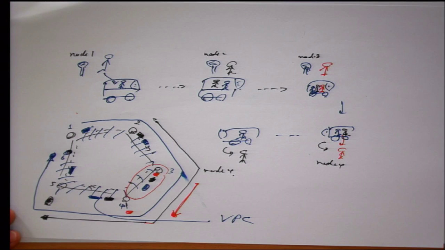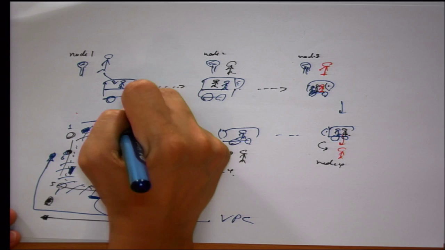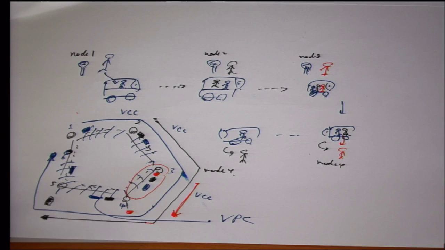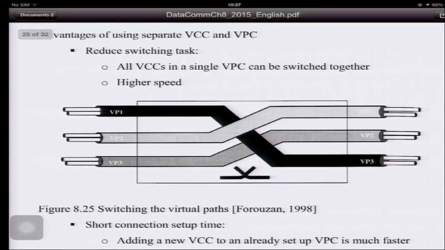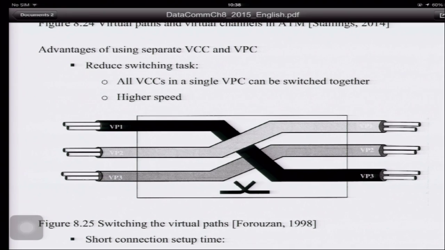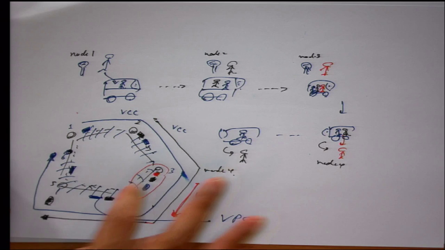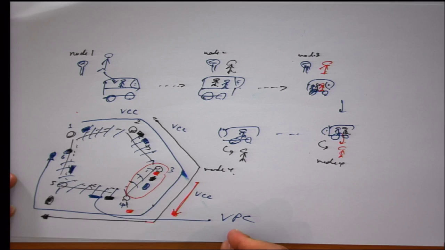But the virtual circuit connection, this is virtual circuit connection. Different virtual circuit connections can get into the virtual path and can leave the virtual path. So let's look at this. This is the advantage of using a separate VCC and VPC, because if you don't do this, instead of having one main path, one main VCC, anyone can connect into the VCC, get in and get out.